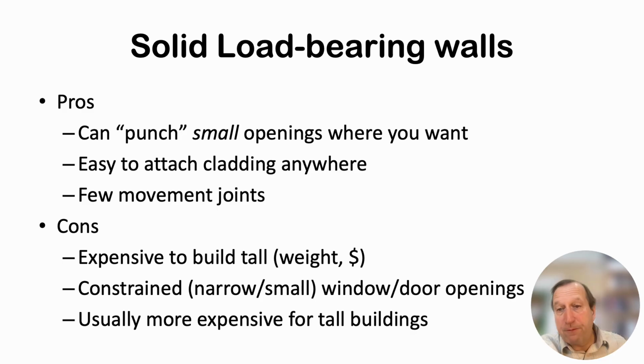So one of the benefits of these solid walls, and shear walls included, is that you can put a small opening wherever you like. It's easy to attach cladding wherever you like. And of course, you don't have to worry about separating out the movement of enclosure from wall because there is no enclosure support. It is a pure superstructure.